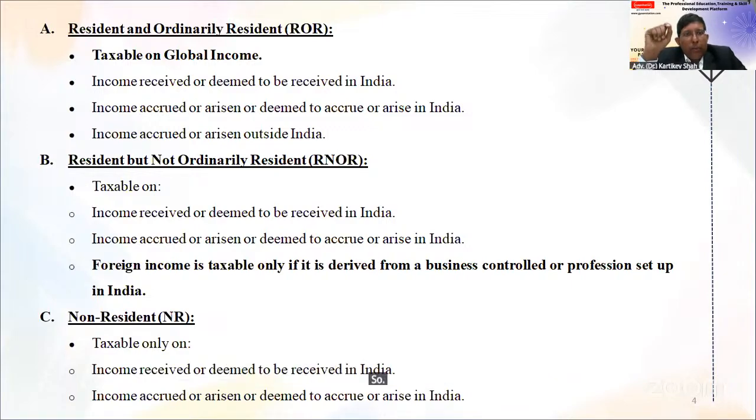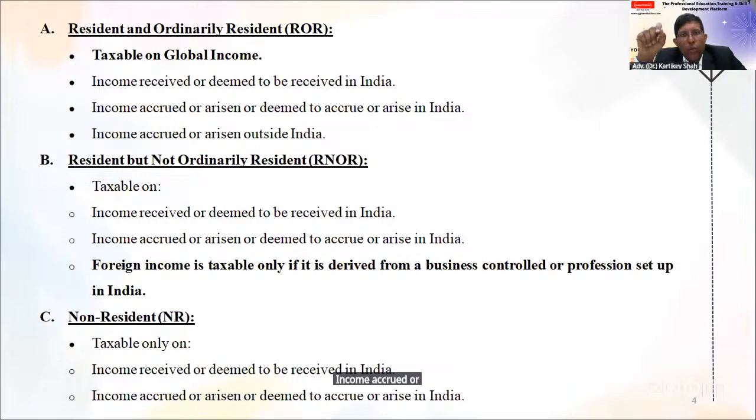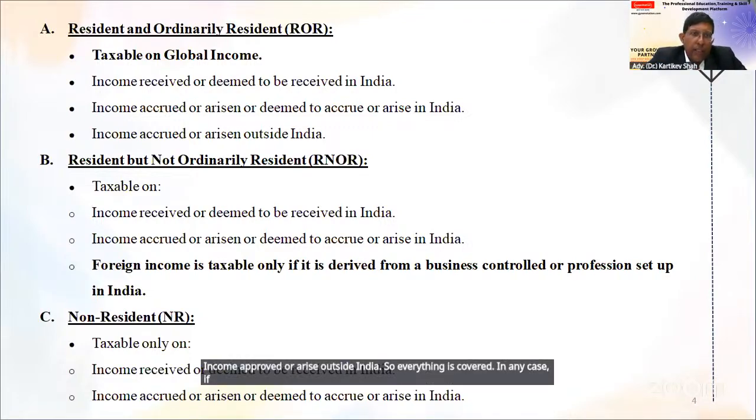So he will be taxable for the global income, and how will he be taxable for any of his income? That income received or deemed to be received, income accrued or arisen or deemed to accrue or arise in India, income accrued or arisen outside India. So everything is covered. In any case, if he earns income, then he has to pay the tax.